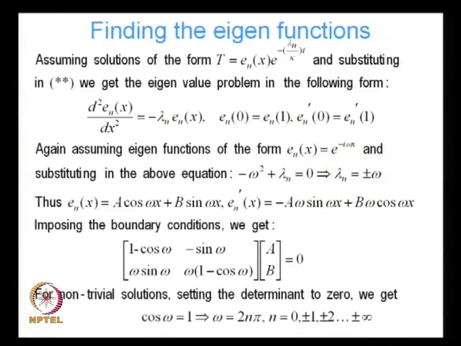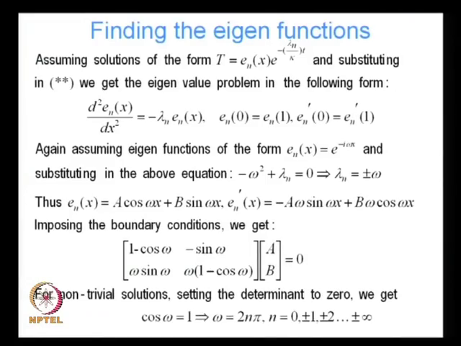So, now I have a linear, homogeneous system. To get non-trivial solutions for a and b, that is, solutions where a and b are not both equal to 0, the determinant of that system must vanish. If I evaluate the determinant of that system and set it equal to 0, eventually I get this equation: cos omega equal to 1, and I know that cos omega is equal to 1 for omega equal to 2 n pi, n equal to 0, plus minus 1, plus minus 2, up to plus minus infinity.